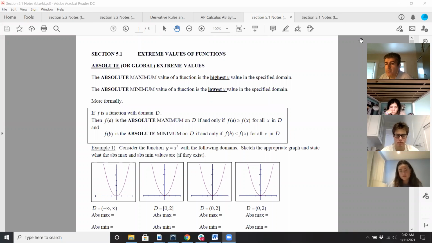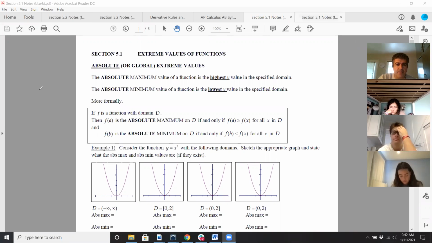So we're starting the section 5.1 notes. We're talking about extreme values of functions. And let's define absolute maximum. Absolute maximum, as the name implies, is the highest y value in a specified domain. So if you have a domain, like maybe you're only looking from 1 to 4, or from 2 to 10, you want to find the highest y value. That's called the absolute maximum.